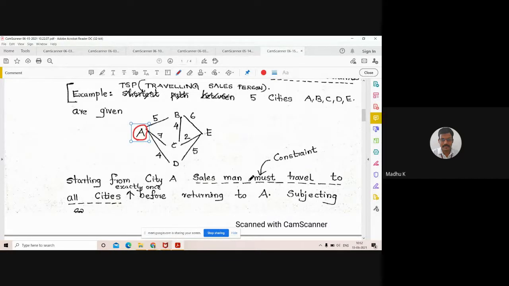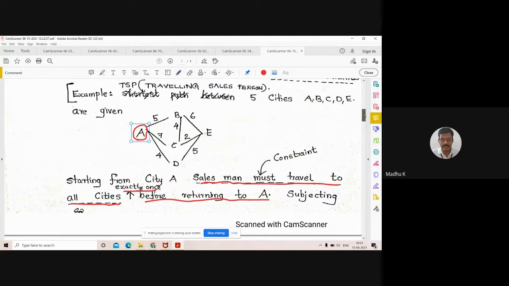This is the constraint of this problem. Starting from city A, the salesperson should visit all cities exactly once and return to A. So he should visit all cities A, B, C, D, E exactly once, and he should return back to A. This is the problem, and this is the constraint: the salesman must travel to all cities exactly once before returning to A.